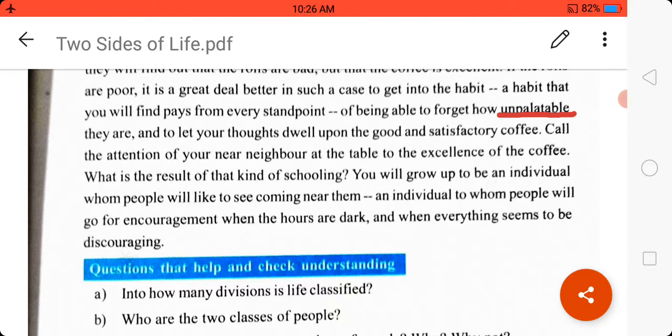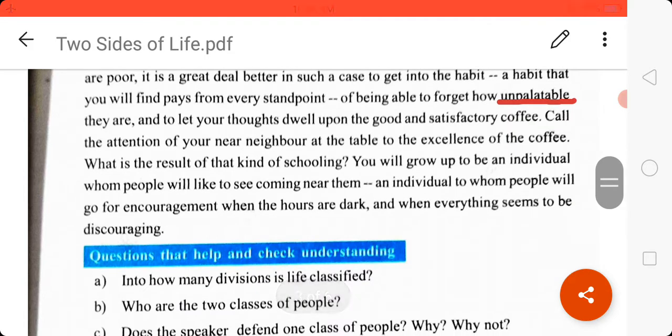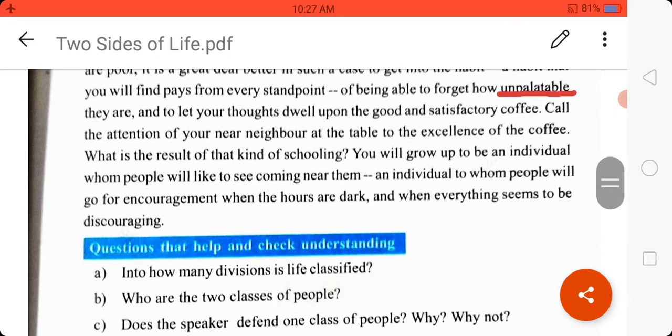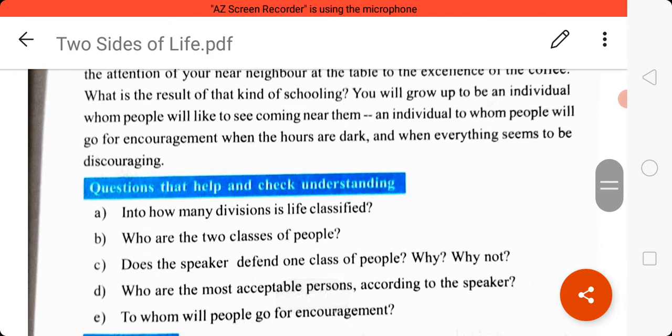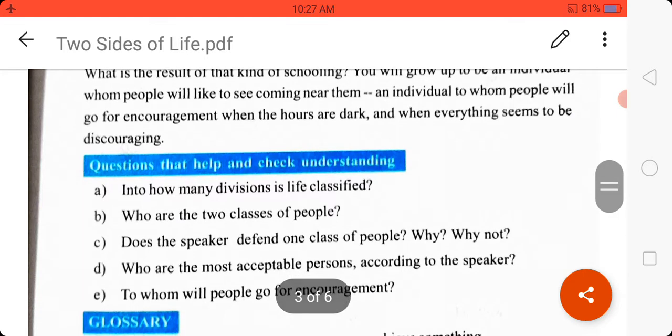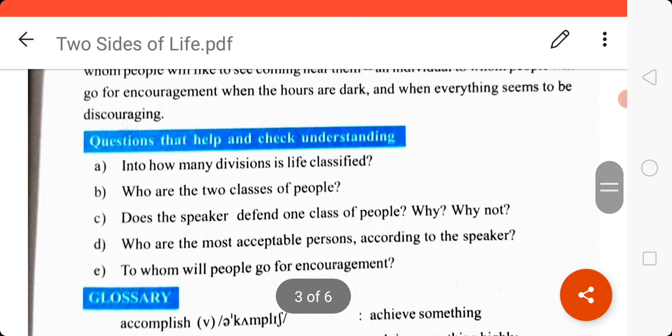What is the first breakfast? Rolls. Leave that aside. But the person who sees the dark side of life, what will they do? They will always recall that the rolls are bad, rolls are bad, rolls are bad. Coffee is excellent. Why don't you talk about coffee, right? So like that. What is the result of that kind of schooling? You will grow up to be an individual whom people will like to see coming near them, an individual to whom people will go for encouragement when the hours are dark and when everything seems to be discouraging. So here, negative side people always see the negative side, the dark side. They will always get discouraged. So you should see the positive side of life.